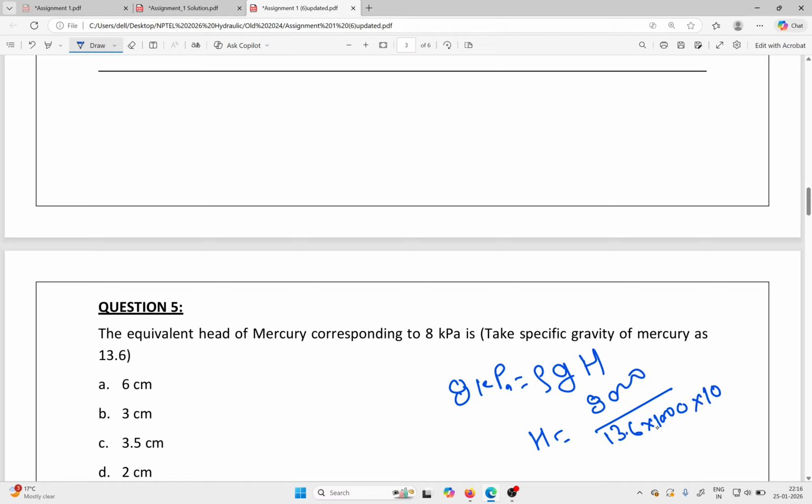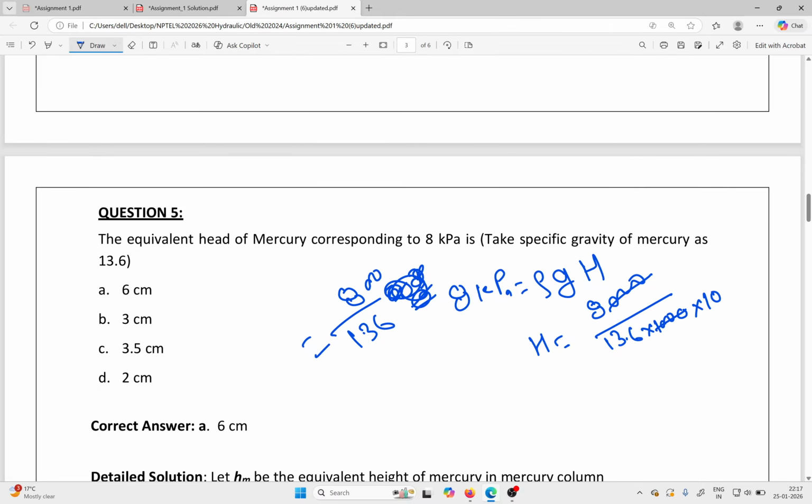g is 10. So the 10 and 10 will be cancelled out. So 8 divided by 136. So it is coming around 0.06. So not 0.06. Okay, so this will give you the answer in meter. So for centimeter just multiply with the 100. So now it is 6. Yes, the 6 will be the correct.